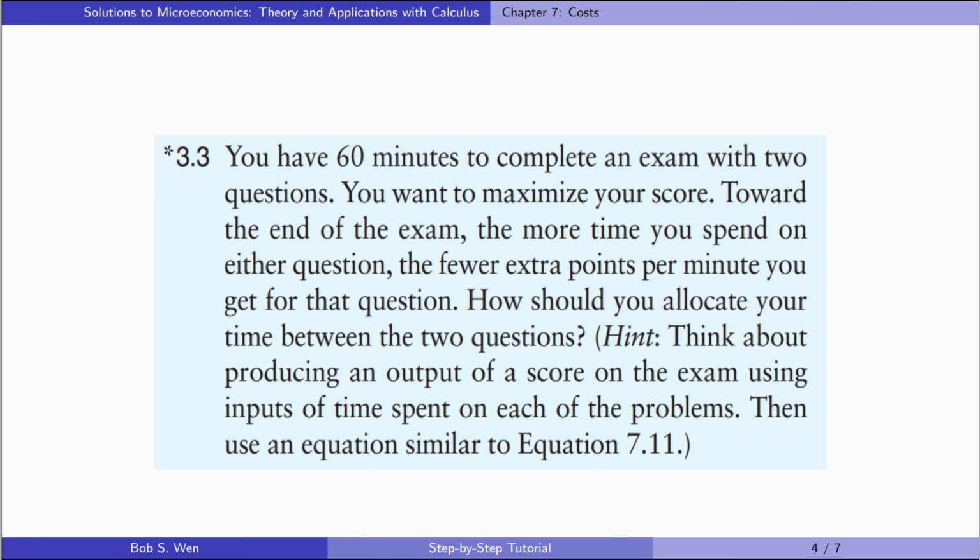Let's do exercise 3.3. You have 60 minutes to complete an exam with 2 questions. You want to maximize your score. Toward the end of the exam, the more time you spend on either question, the fewer extra points per minute you get from that question. How should you allocate your time between the 2 questions?